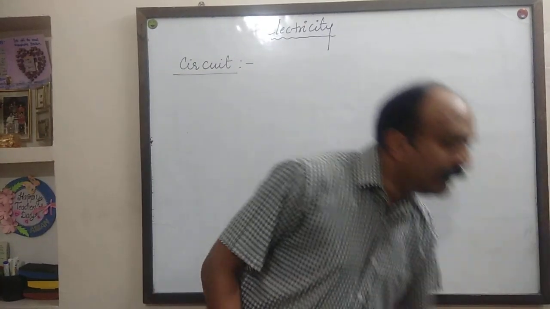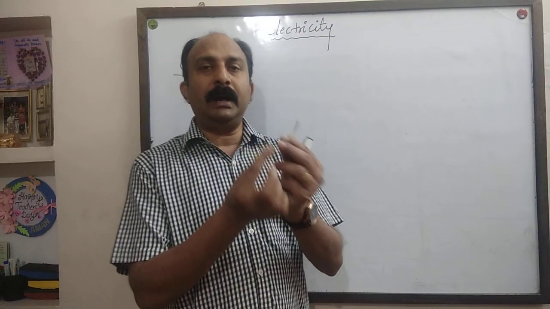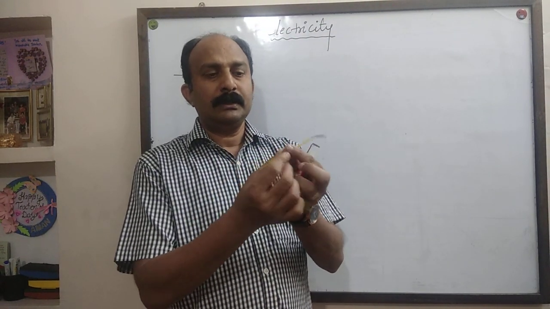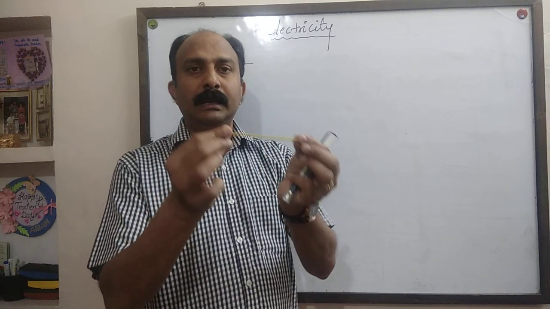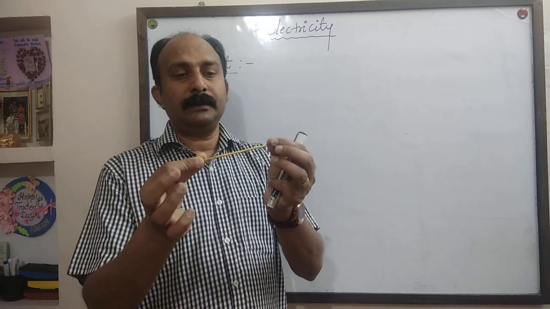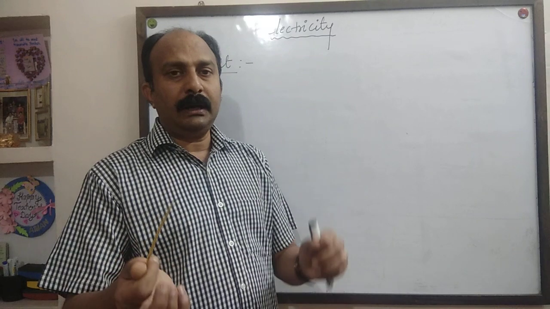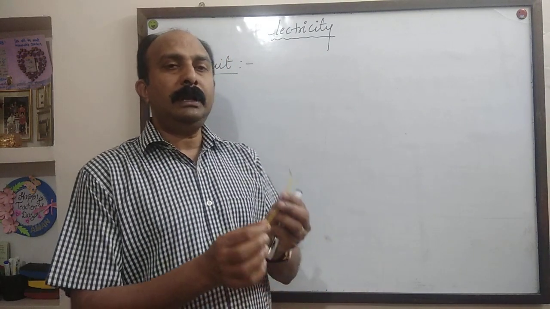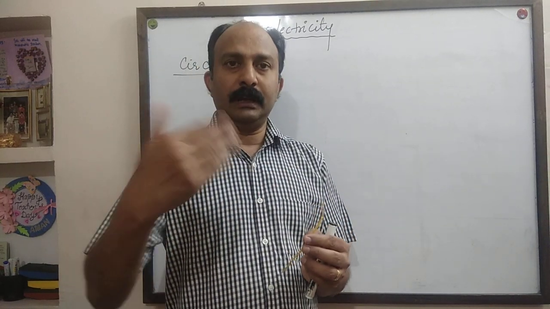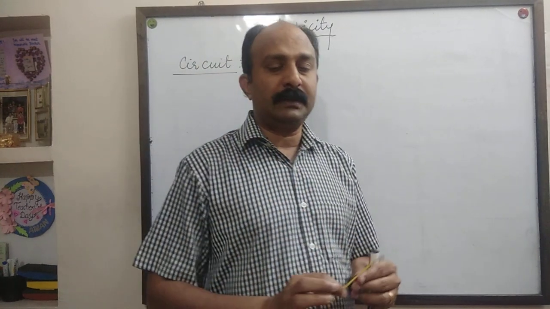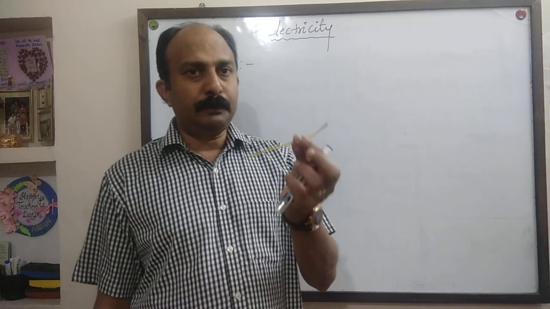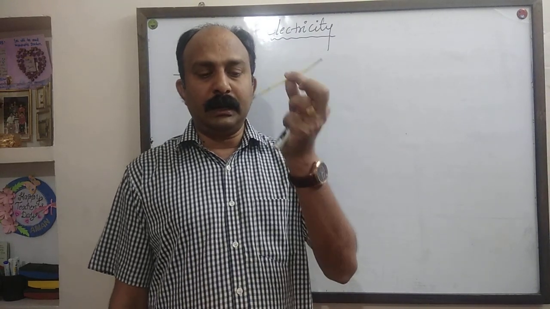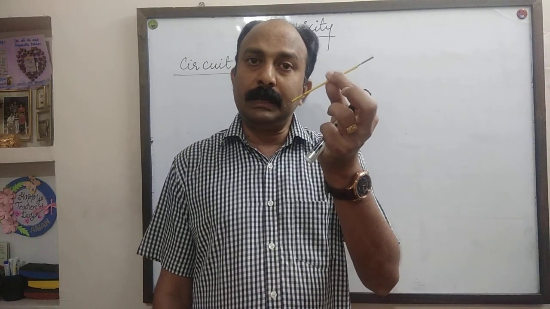We know that electric current can flow through a wire continuously. So this wire is an electric circuit. Not only wire, along with that, some more devices are needed, then only electric current will flow through it. That we will come to in the next part of the chapter. So a continuous closed path through which electric current can flow is called an electric circuit.